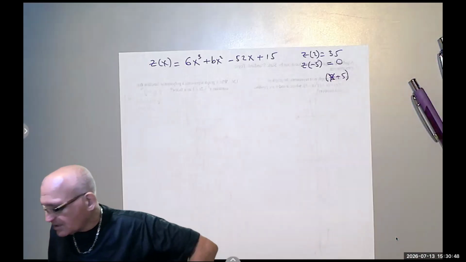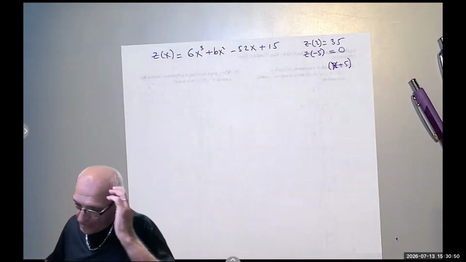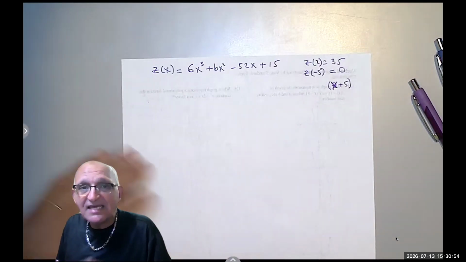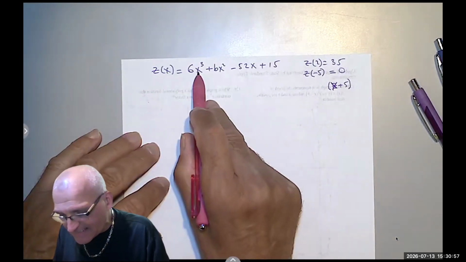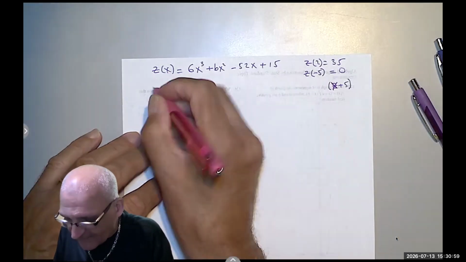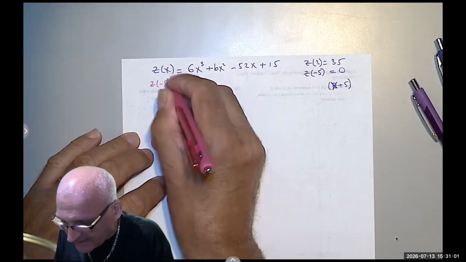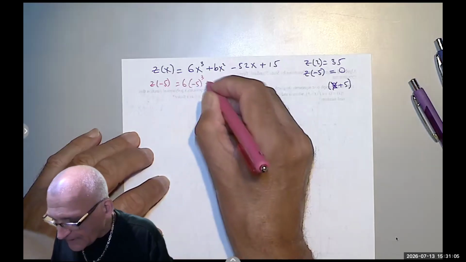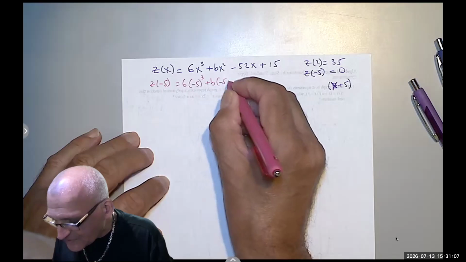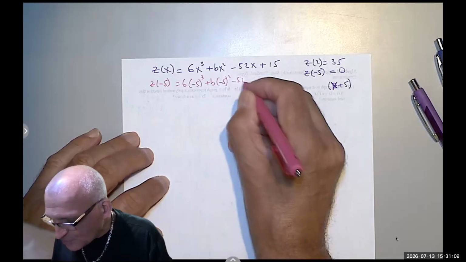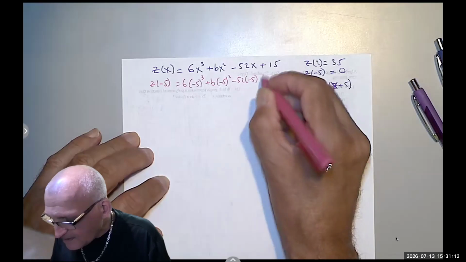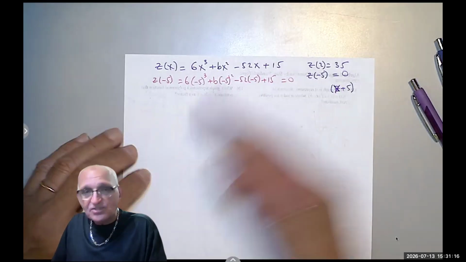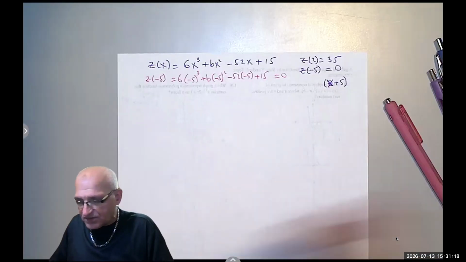And this is important because I will show you something. If z of -5 equals 0, meaning every time you see an x, you replace it with -5. So z of -5 would be 6 times -5 cubed plus b times -5 squared minus 52 times -5 plus 15, and that equals 0. So all you have to do is to use your calculator and solve for b.